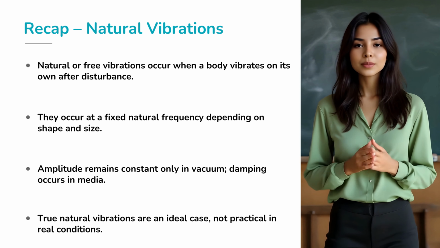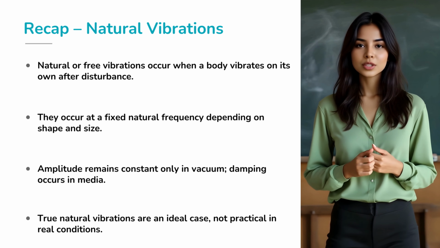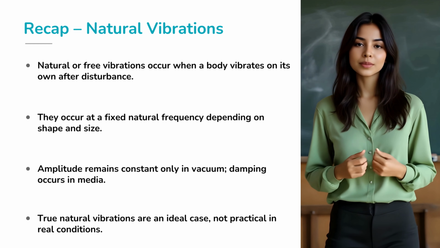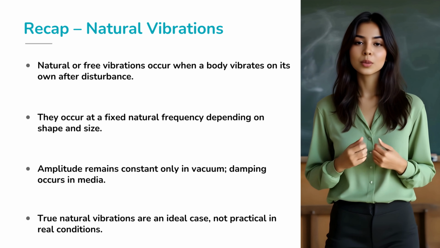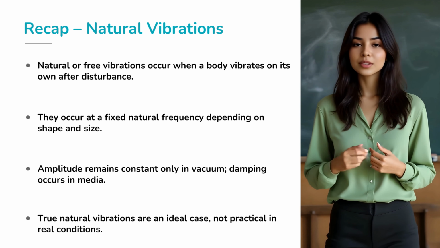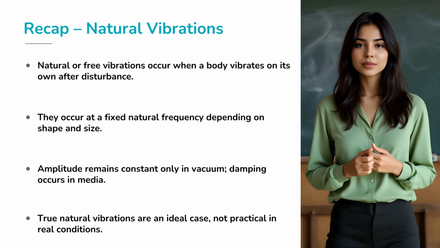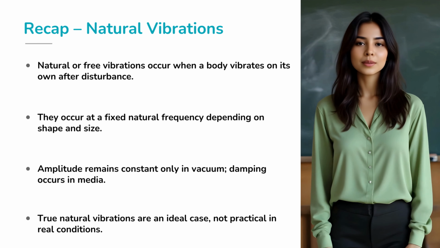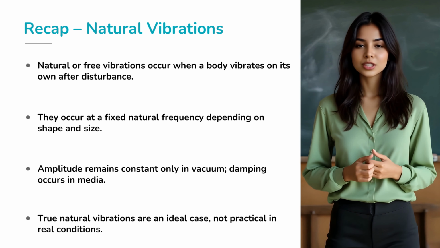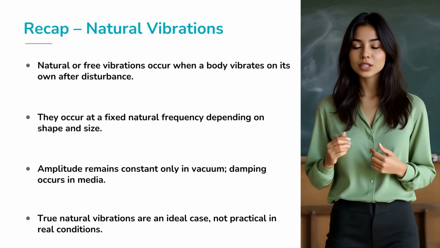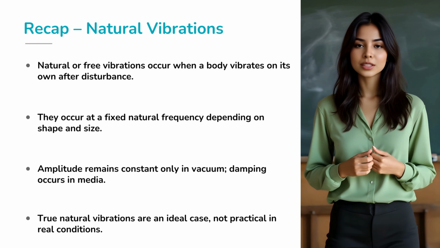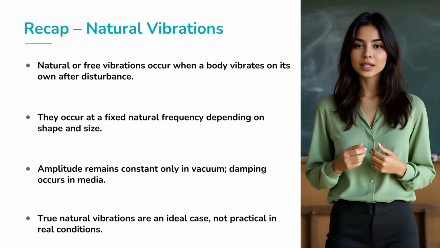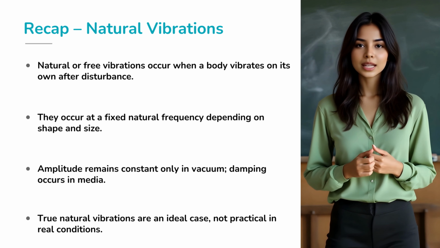Let's wrap it all up. Natural vibrations are free oscillations that happen when a body vibrates on its own after disturbance. The natural period T and frequency f are related by the formula f equals 1 divided by T. The frequency depends on shape, size, and structure of the body. Amplitude remains constant only in vacuum. In real conditions, damping causes it to decrease. And finally, a pendulum is a perfect example to understand how natural vibrations depend on length.